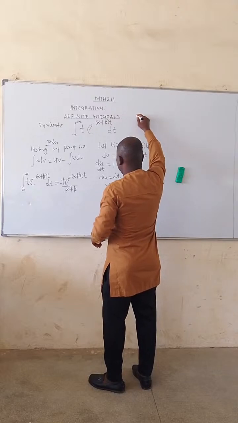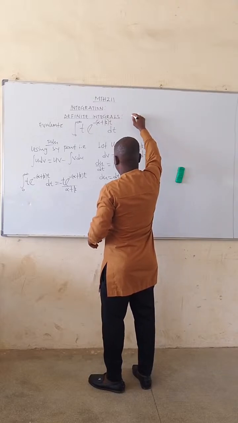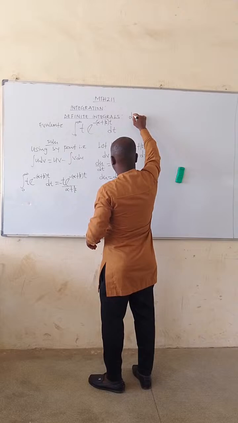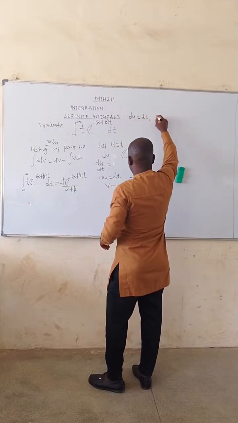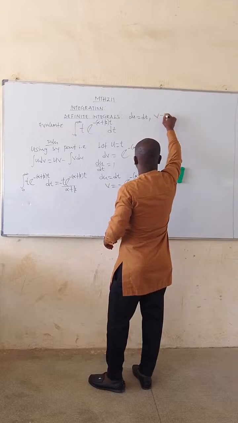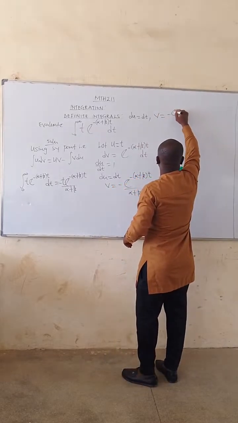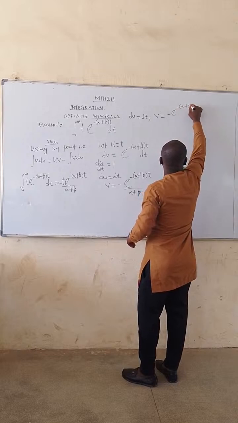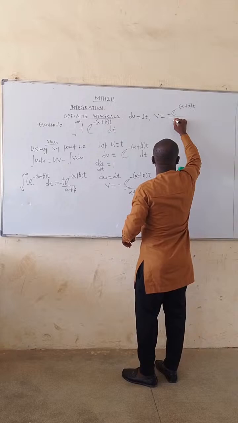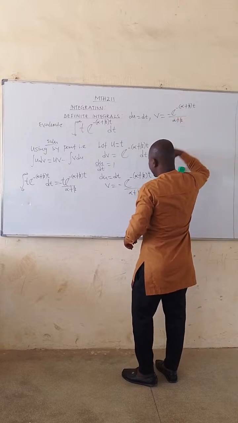Okay, so let me just write it up now. So that our u is equal to t. Then our ordinary v is equal to minus exponential minus alpha plus beta t all over alpha plus beta, right?